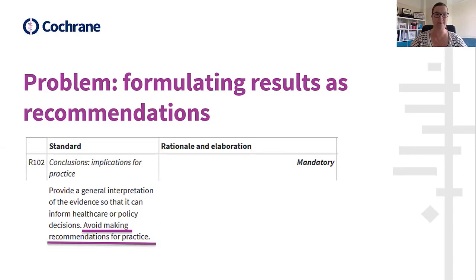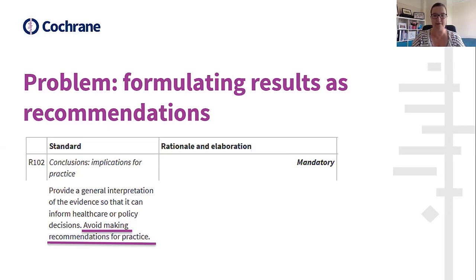It is not to recommend what people should actually do with that evidence. This is, in MECIR, one of the reporting standards, that authors must avoid making recommendations. There's a lot more detail about this in the handbook as well, where it explains how we cannot make recommendations because each recommendation will differ depending on the context.